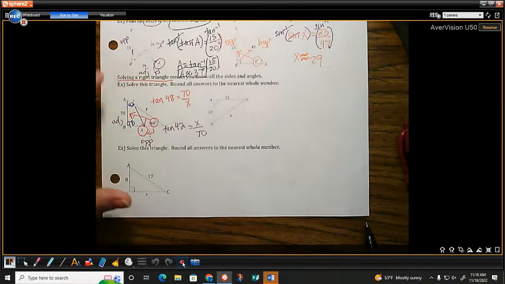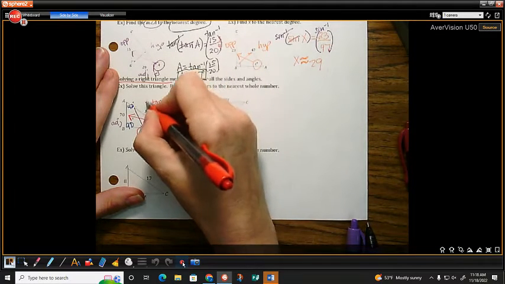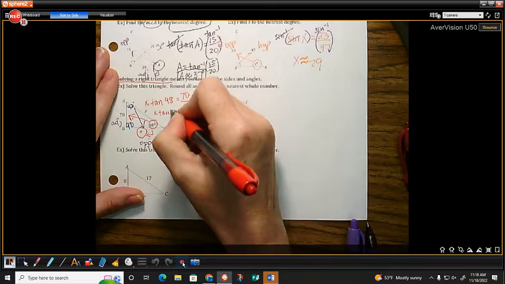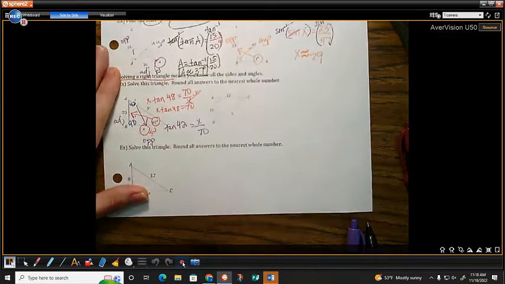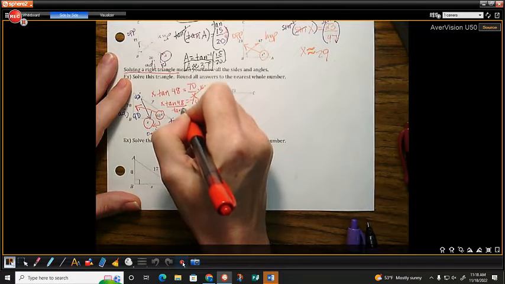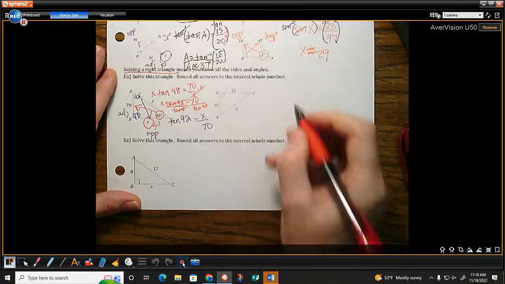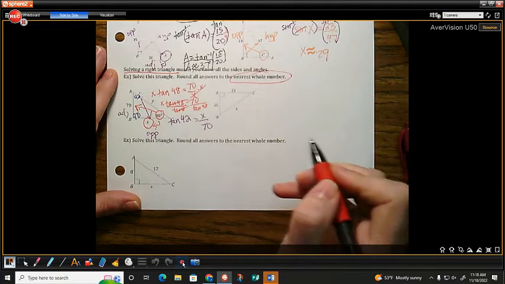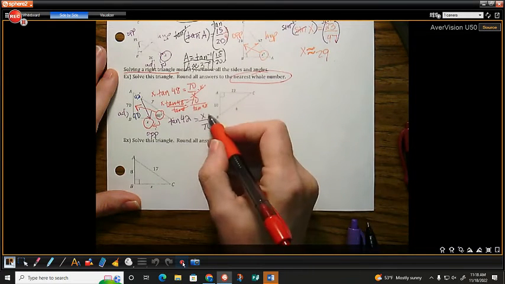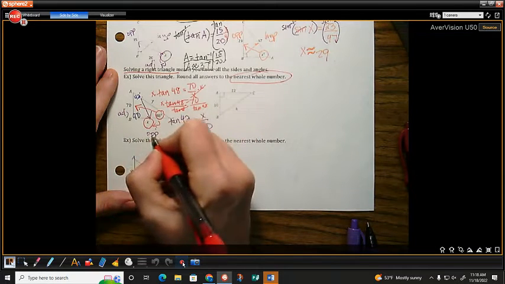Now, shouldn't this side be the same length no matter what? Yeah, it actually should. So how would I solve this red version? I'd have to get X off the bottom, so I'd have X times the tangent of 48 equals 70. And then how would I get X from there? I have to divide off the tangent on both sides. And what does X end up equaling to the nearest whole number? 70 divided by tangent of 48 is how big? 63.